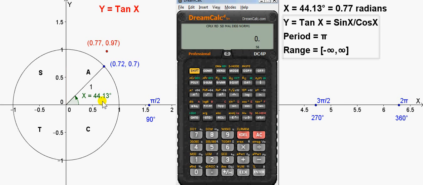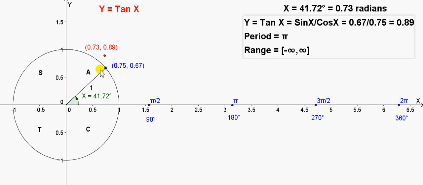So to get the tan of 44.13 degrees, we take 0.7, the y value of this point, and divide by 0.72. And you see that to 2 decimal places we get 0.97. So this red point is a point on the graph of y equals tan of x, where angle x is given in radians, 0.77 radians, and tan of x is given to 2 decimal places.